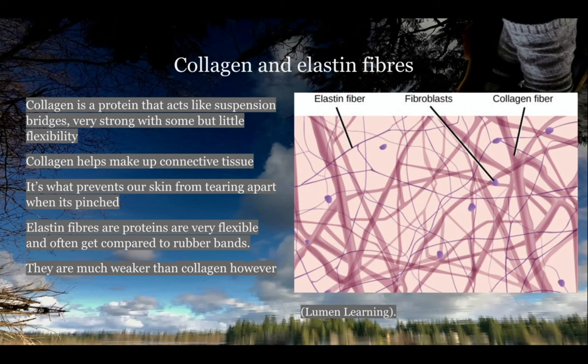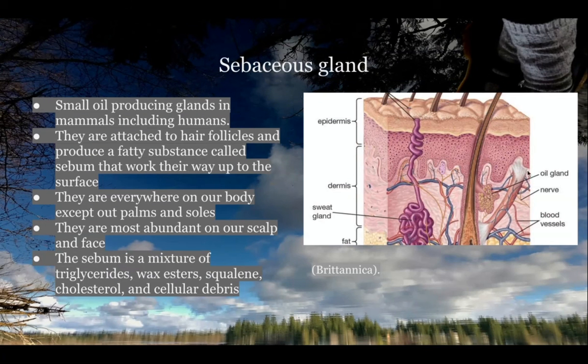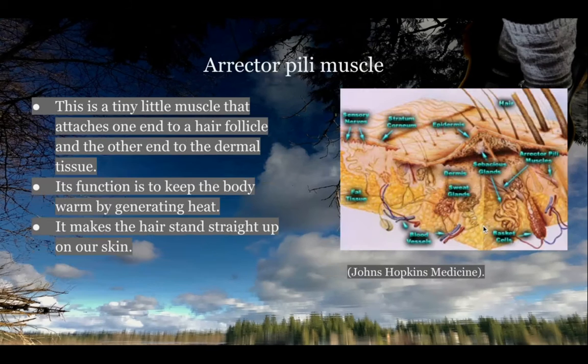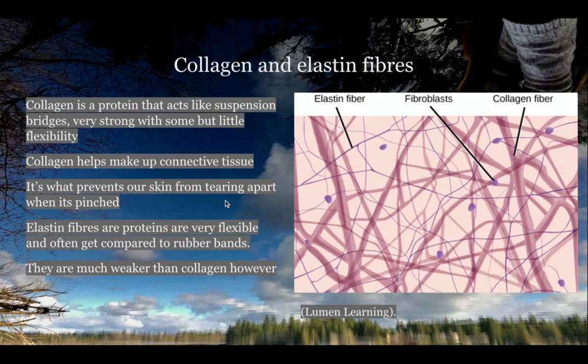Next, we have the collagen and elastin fibers, which make up the connective tissues, which I showed you in the erector pili muscles. I'll go back to show you. This white right here is the connective tissue. These are made up of collagen proteins and elastin fiber proteins. Collagen proteins are thought of as like a suspension bridge, where they're very, very strong. They're a little bit flexible, but for the most part, they're just really strong, stable proteins. And then elastin fibers are kind of the opposite, where they're pretty weak in comparison, but they're very elastic and they're thought of like rubber bands.